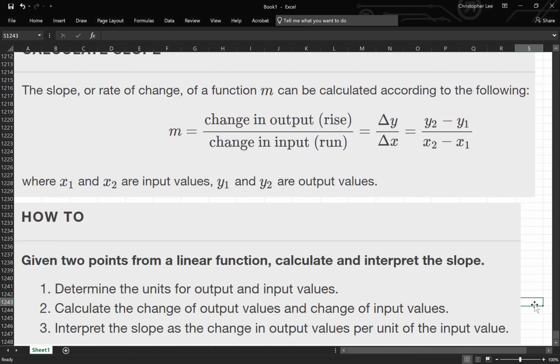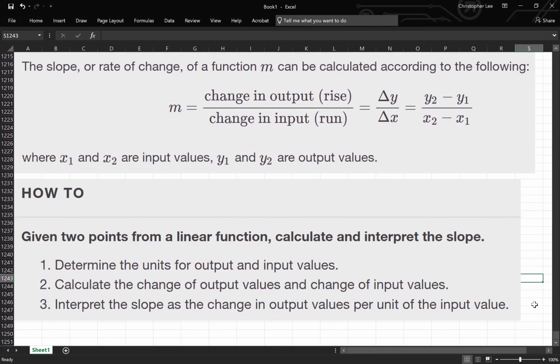So given 2 points from a linear function, we want to calculate and interpret the slope, right? Step 1, you want to determine the units for output and input values. Step 2, calculate the change of output values and change of input values. Step 3, interpret the slope as a change in output values per unit of the input value. Question? We good? All right, let's keep going.